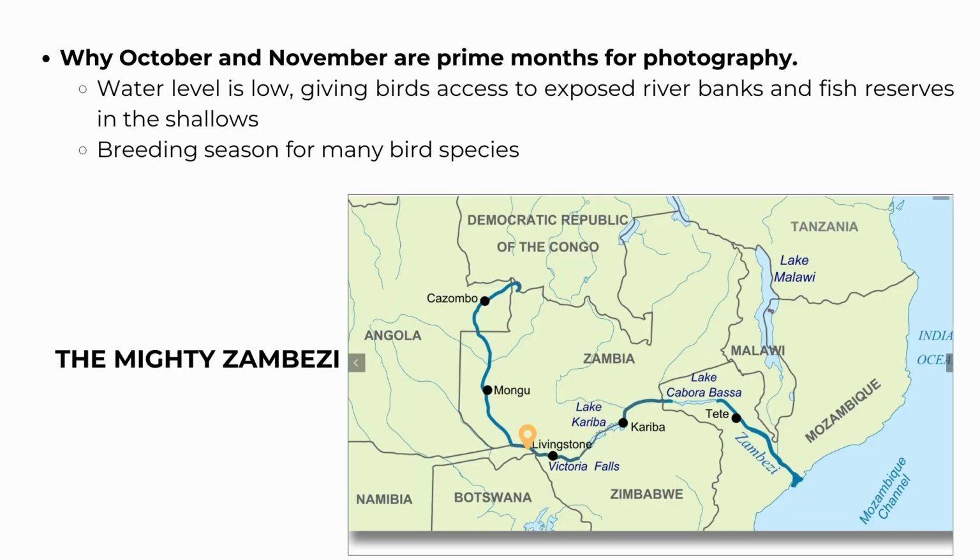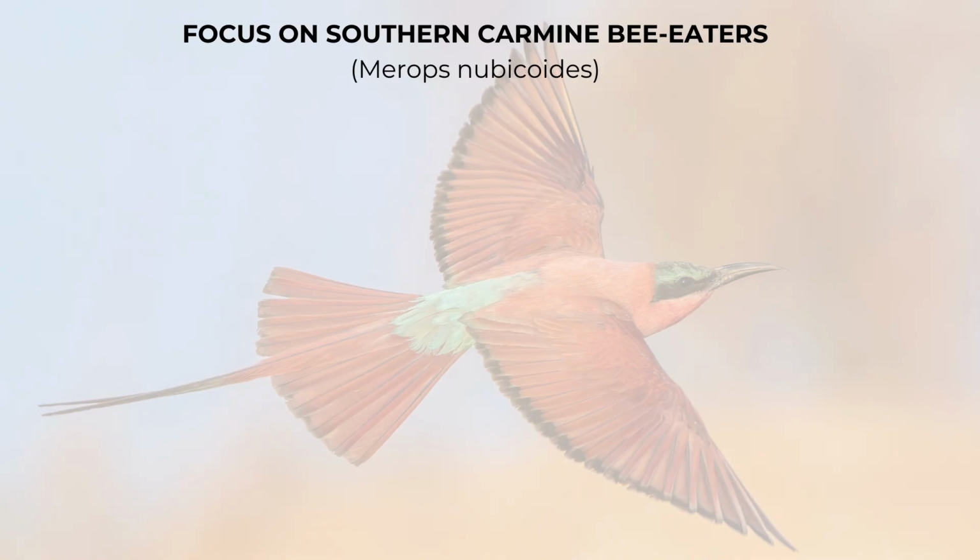So just a map orientation, you'll see where we are. It goes over the Livingston, Victoria Falls, through the Kariba Dam, and then all the way into Mozambique and into the ocean. And October, November is the breeding season of many of the different bird species. So as I said, we're going to focus on this specific subject that's going to allow us to practice, but to be able to do that, we also need to understand the species better so that we can determine and predict what it is that we want to photograph, where we want to sit, and what specific activities of this bird do we want to photograph.